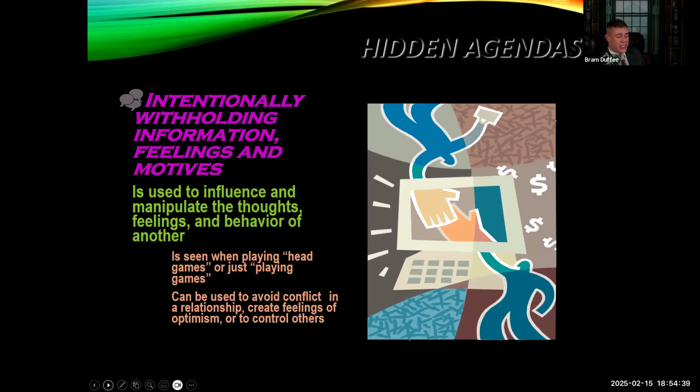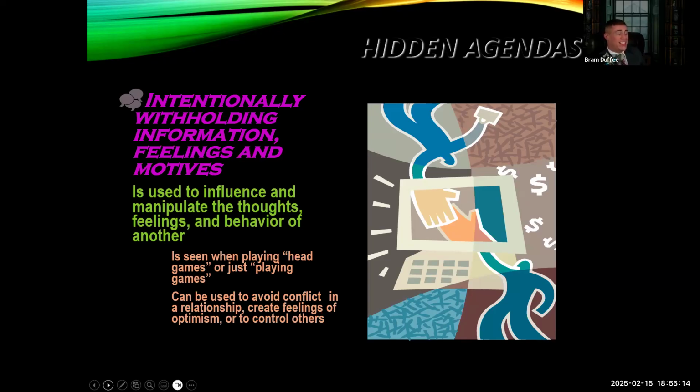And hidden agendas can show up in relationships as well. Imagine a scenario where one partner continuously avoids discussions about important topics like finances or future plans. On the surface, it might seem like they're just sort of avoiding stress, but on a deeper level, they could be experiencing uncertainty or hesitation about commitment, or maybe they're just not ready to talk about it.